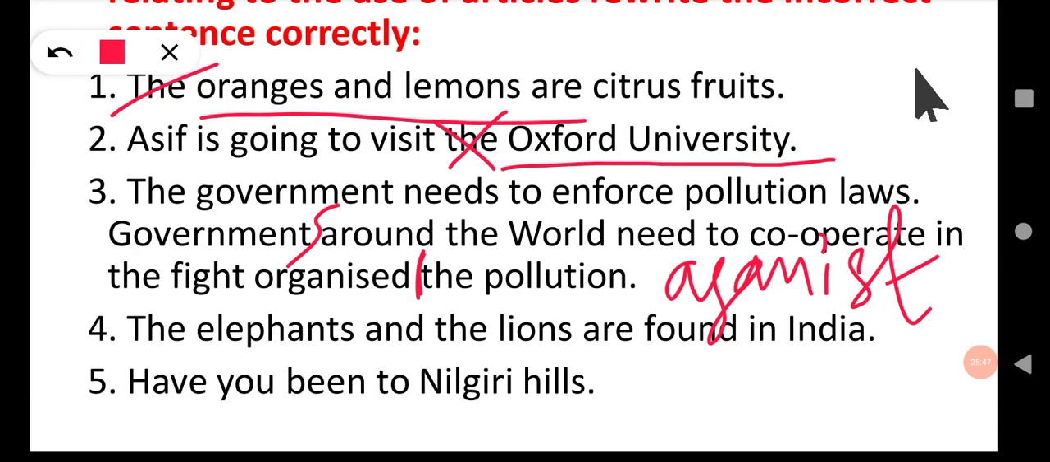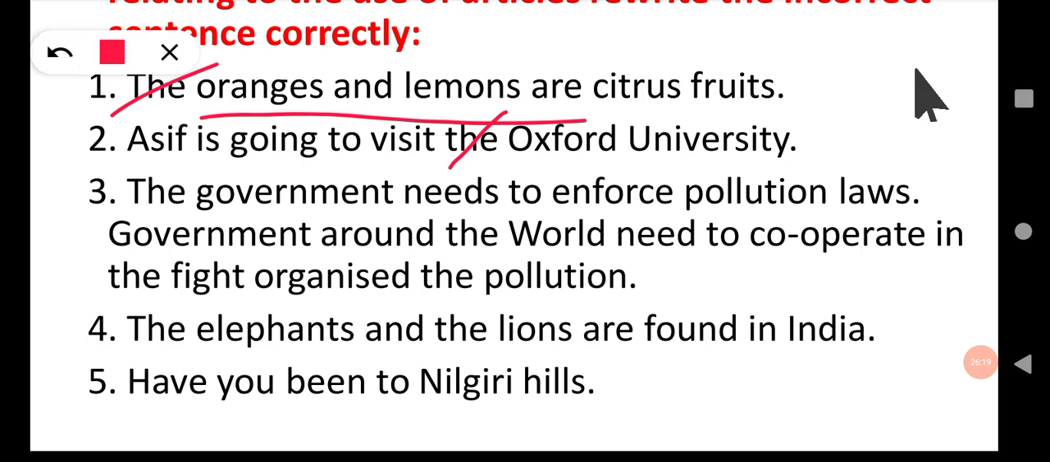Okay, now check this statement. "The government needs to enforce pollution laws." Which government, we do not know, so "the" cannot be used. And in the second sentence we are referring to the governments around the world, the governments which have to enforce these pollution laws. That becomes particular. "The governments around the world need to cooperate in the fight against the pollution." "The pollution" is also fine. So only one case is an error here. In the first case you need not use "the," and in the second case you have to use "the."